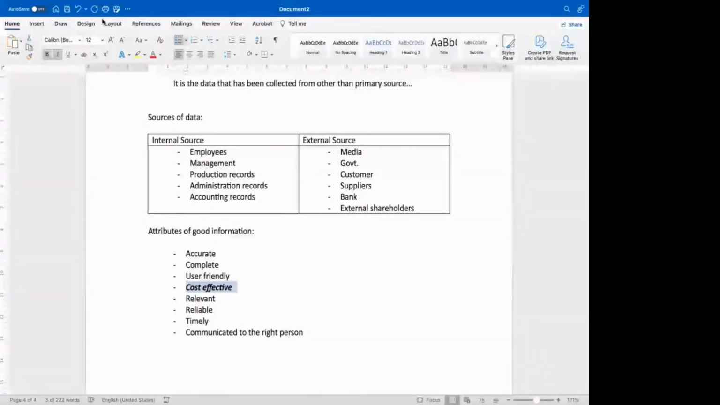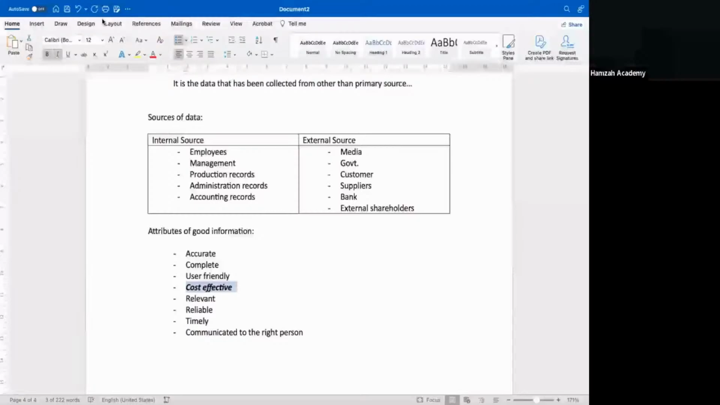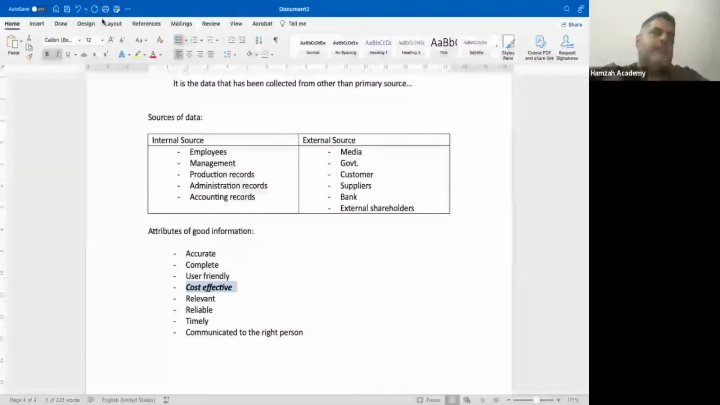If the information is not relevant, then what's the point of having the information here? This is the point.